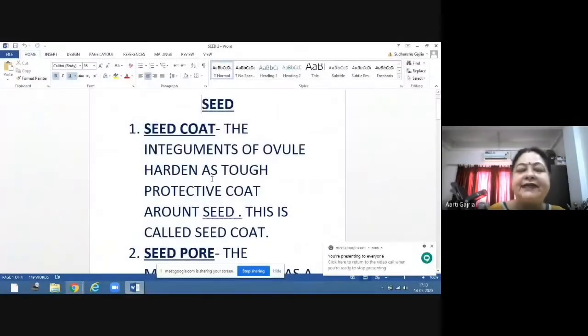Seeds can be monocotyledonous or dicotyledonous. If they are monocotyledonous, they have only one cotyledon. Cotyledon is the reserve food material present in the seed for the developing embryo, and this embryo is nourished by the cotyledon. If two cotyledons are present, it is called dicotyledon. And today we are going to see the structure of the seed.